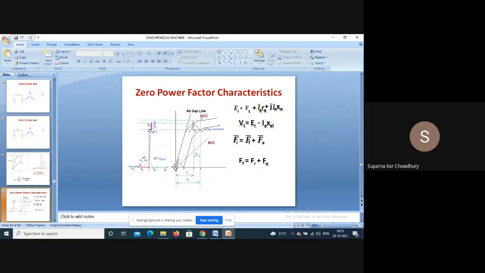Now this distance OF dashed should be obtainable from the short circuit test, because this is a short circuit point. So this data we can get from the short circuit test. So basically, from the open circuit test, short circuit test, and zero power factor test, this Potier triangle can be drawn, and from the Potier triangle we can determine XAL, or the leakage reactance, and we have already determined the synchronous impedance from open circuit and short circuit data. So the armature reaction portion also can be separated out.